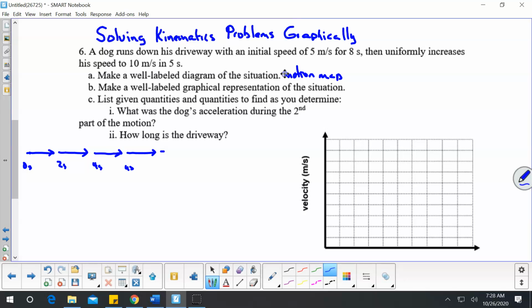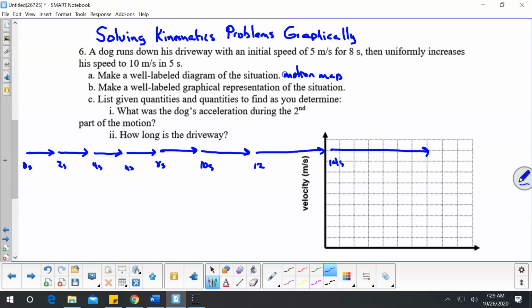Now, at 8 seconds, he starts to increase his speed for the next 5 seconds. So I'm going to still keep doing 2-second intervals. At 8 seconds, this should be getting longer. 10 seconds. 12 seconds. And then 14 seconds. Okay, so that's our motion map.